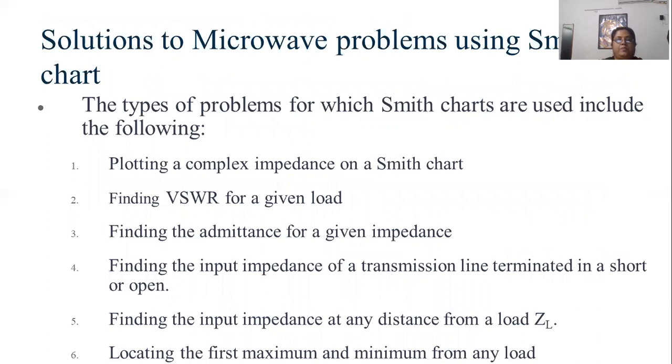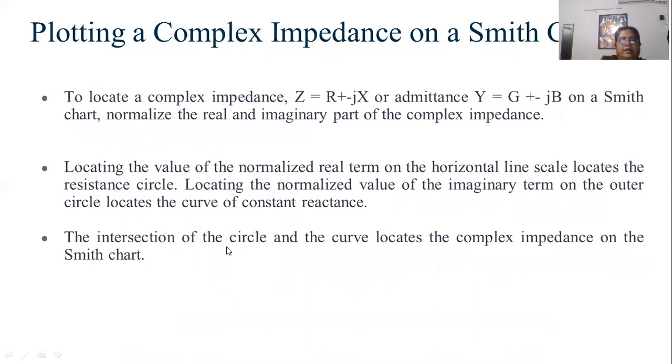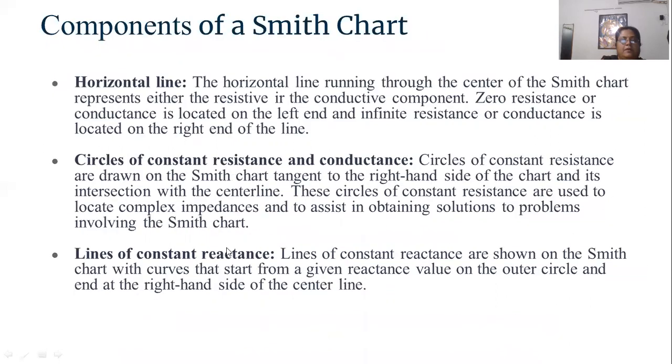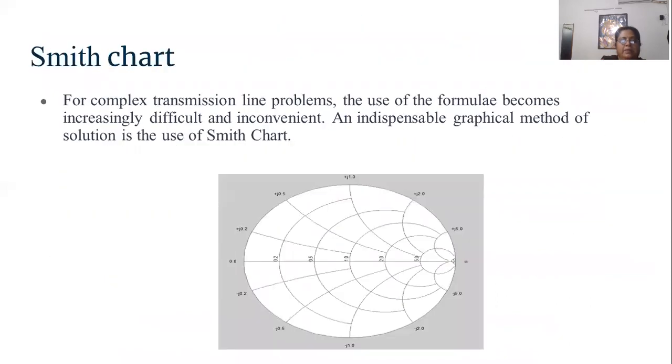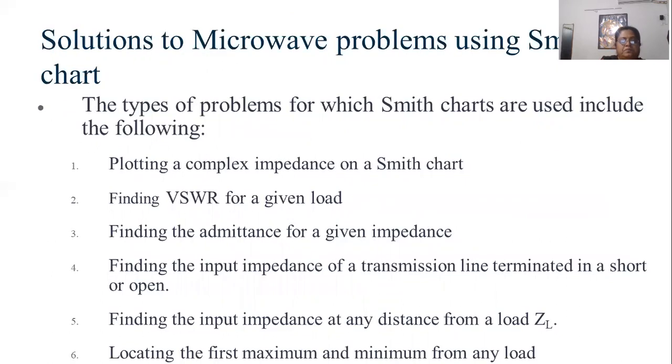Now, the solution to microwave problems using the Smith chart. The type of problems for which the Smith charts are used include the following. First, plotting a complex impedance on the Smith chart. Finding the voltage standing wave ratio for a given load. Finding the admittance for a given impedance. As we know, admittance is inversely proportional to the impedance.